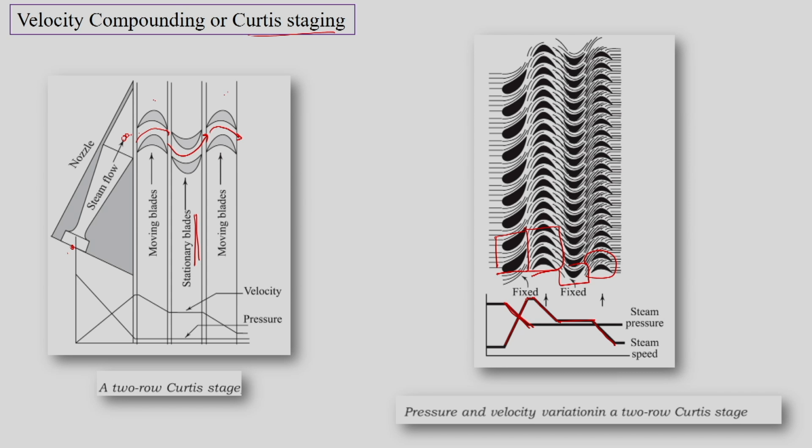So, the pressure drop has taken place completely from the boiler pressure to the condenser pressure in the one nozzle, but the fixed blades are just the guide vanes. So, they are changing the direction of absolute velocity.